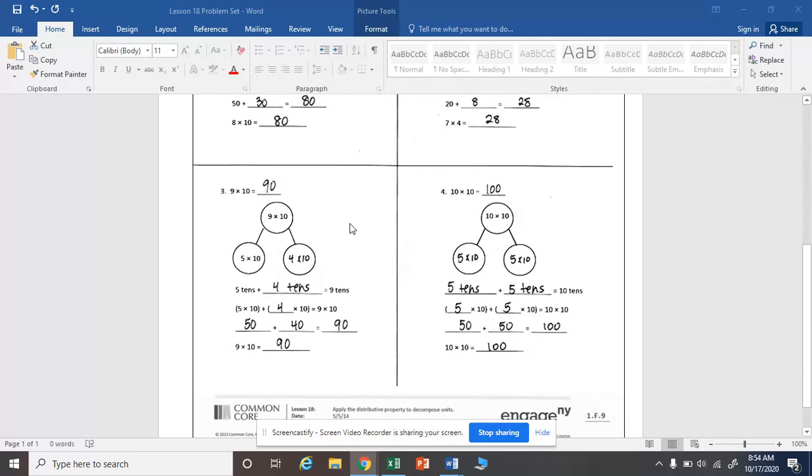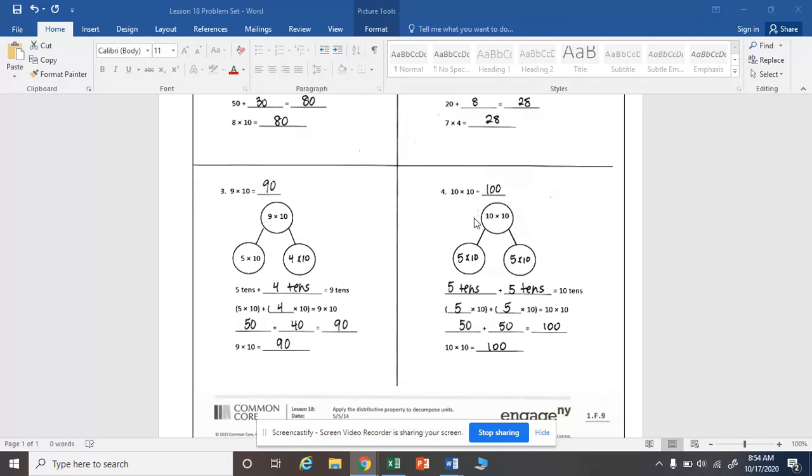Number 3, we're breaking apart the 9, so we're decomposing it into 5 times 10 and 4 times 10. So 5 tens plus 4 tens equals 9 tens. 5 times 10 plus 4 times 10 equals 9 times 10. 50 plus 40 equals 90. So 9 times 10 is 90.